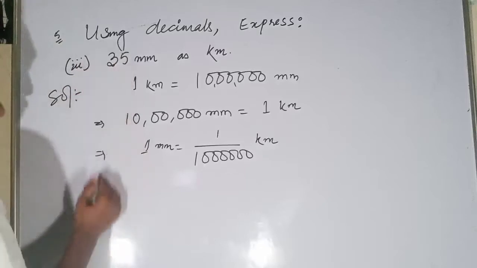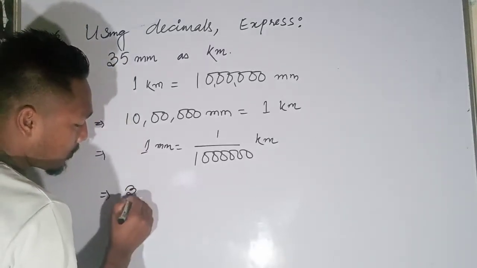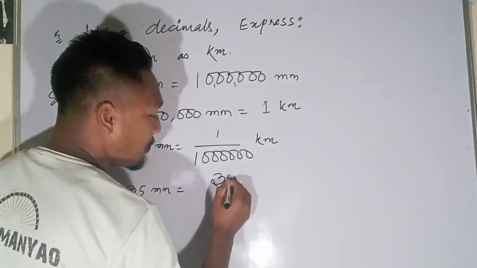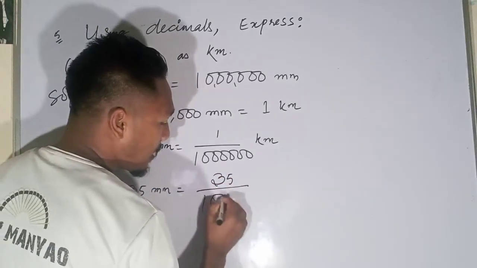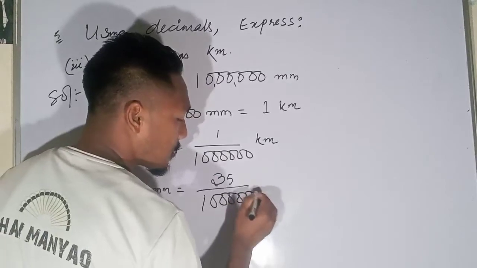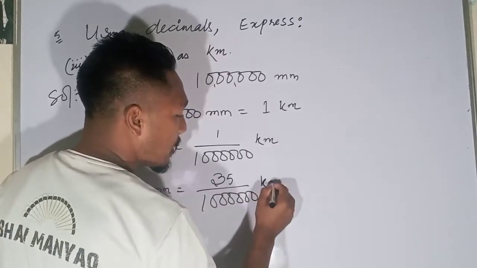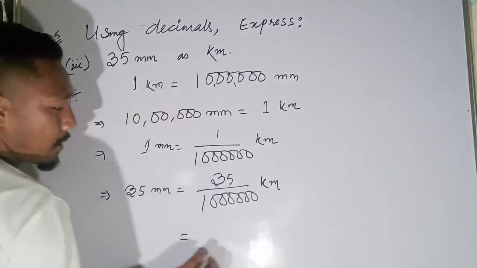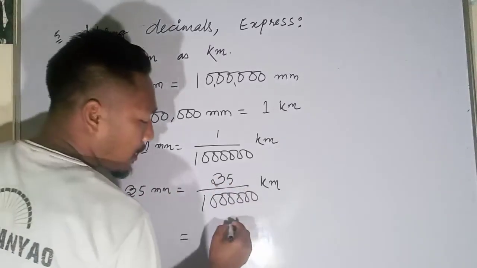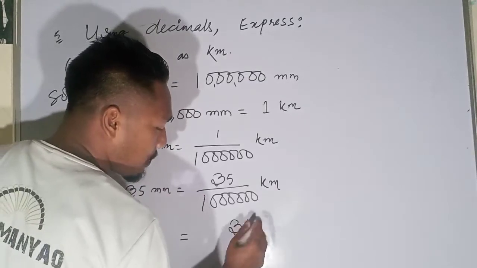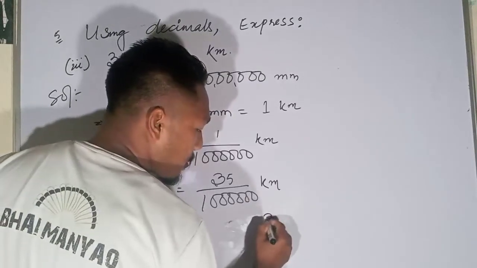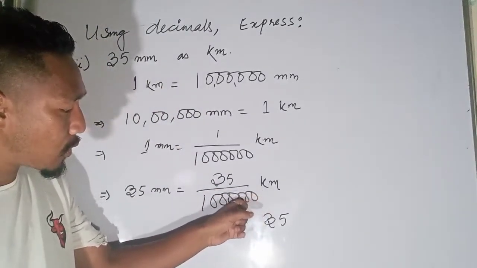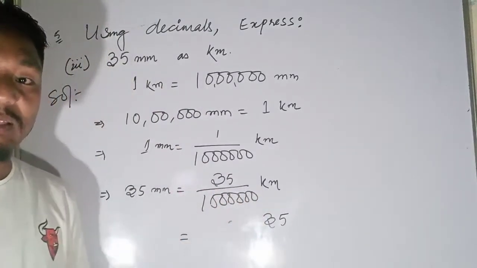Now we have 35 millimeters. That means 35 millimeters will be equal to, I'm writing directly, 35 by 10 lakhs. Okay, so this is what we are getting. Now if I try to divide this, we write the same numbers that are in the numerator here. Now we will count the zeros. How many zeros do we have? 1, 2, 3, 4, 5, 6. Okay, 6 zeros we have.